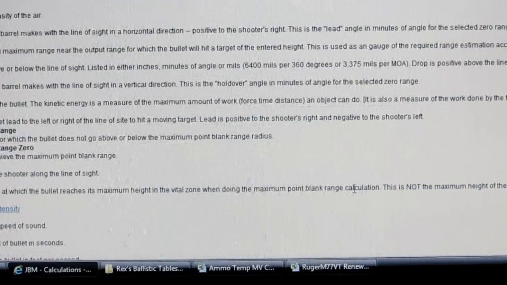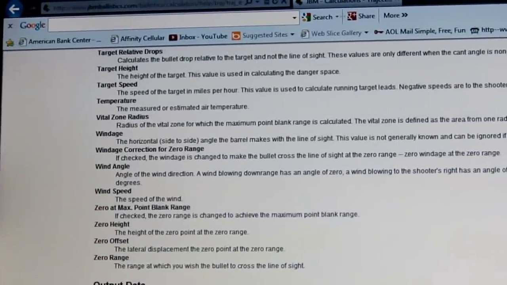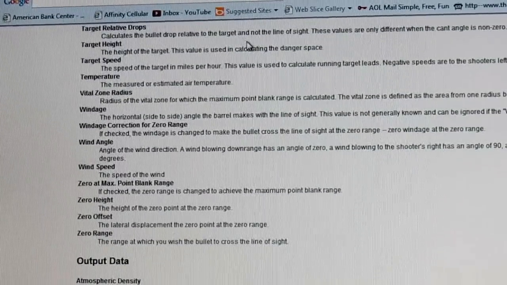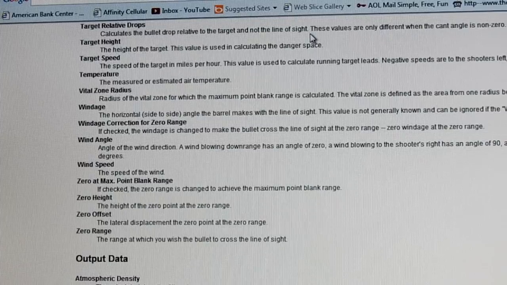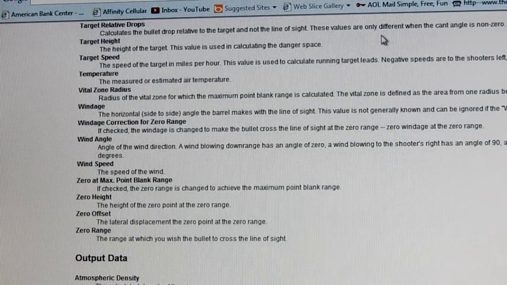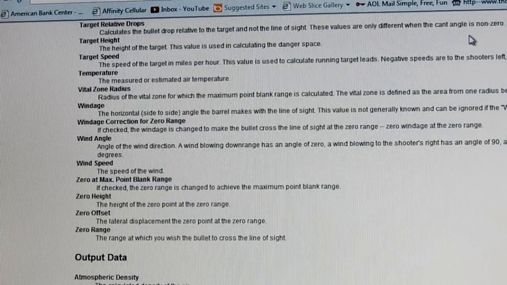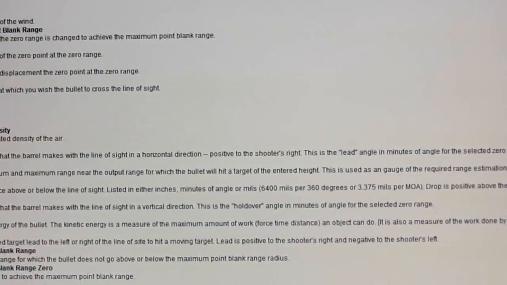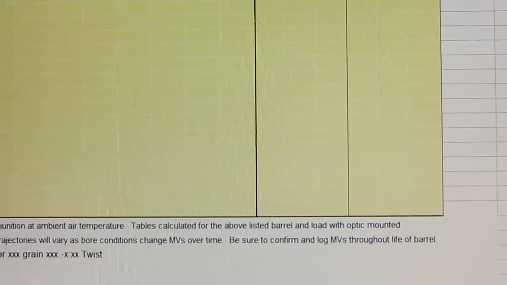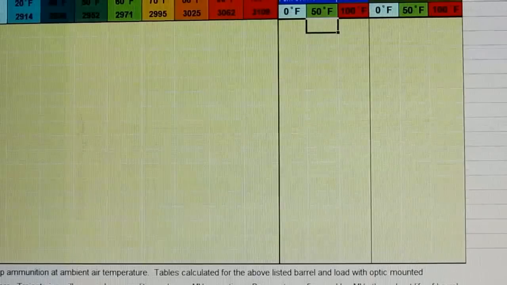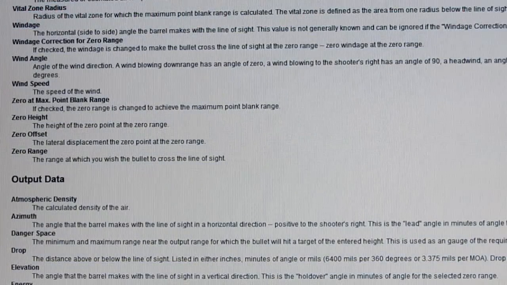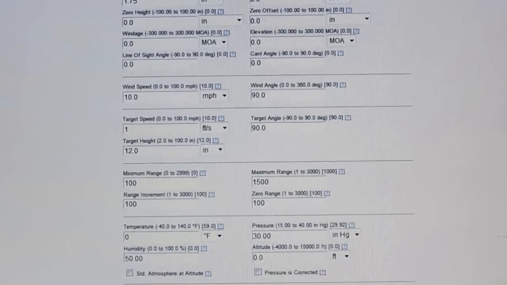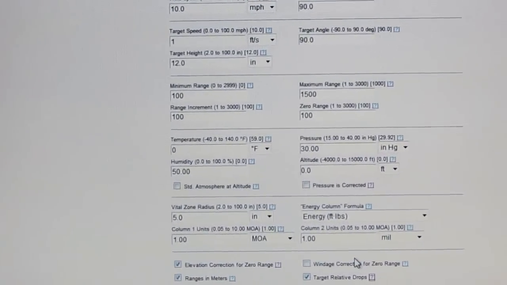So we'll click on the question mark and we'll go up on top here. It calculates the bullet drop relative to the target and not to the line of sight. These values are only different when the cant angle is non-zero. Okay, so we don't need to worry about it because it's only different if the cant angle is non-zero. So we'll go ahead and just leave that checked. That's going to be fine.